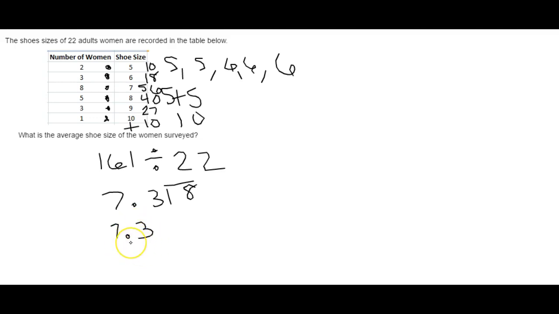That's not an actual women's shoe size, though. So sometimes they may round. They could still say the average is 7.3. On our chart, we didn't even do half sizes, so they may round this and say, well, that's approximately a shoe size of 7, just because we are applying it to a real-life situation.